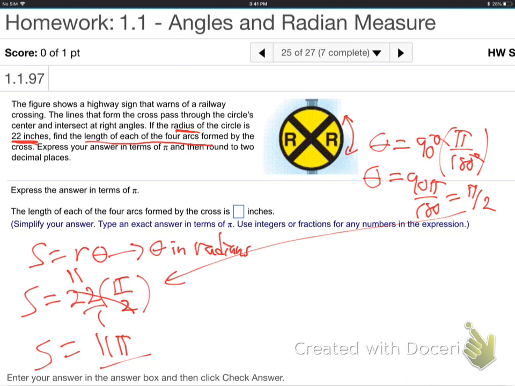So it was r theta. The r was 22. The theta, that was pi over 2. 90 degrees is pi over 2, huh? So pi over 2. Cancel 11 pi.